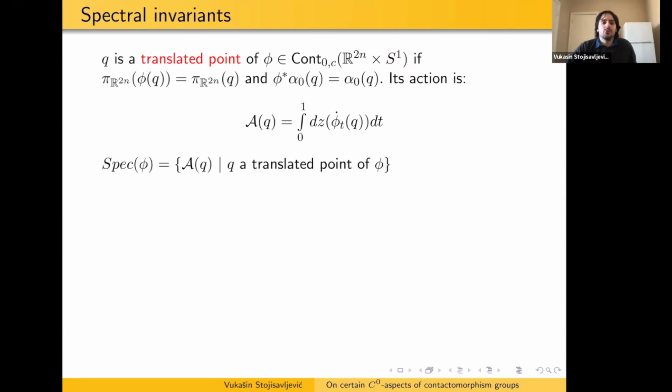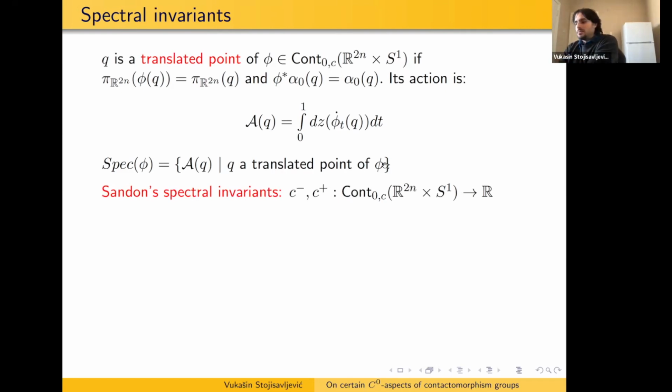And then the spectrum of a map is just the action of all translated points of the map. In fact, in this case of compactly supported maps of R2n times S1, it only depends on the time one map, not on the whole isotopy or anything like that. And it's a uniquely defined subset.